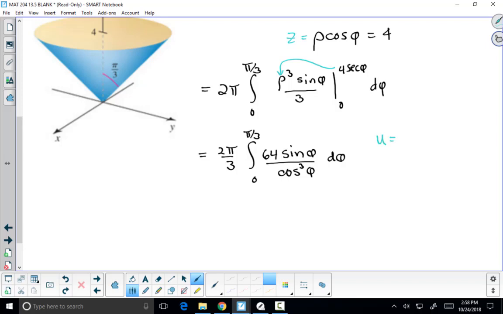We're going to use u equals cosine of phi, and du will be minus sine phi d phi.